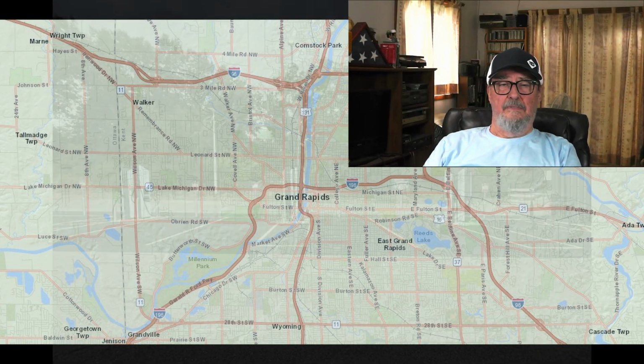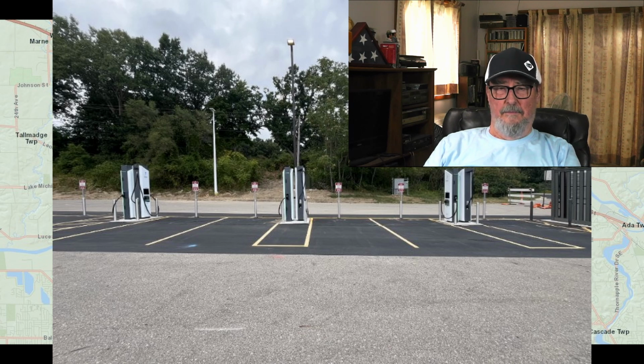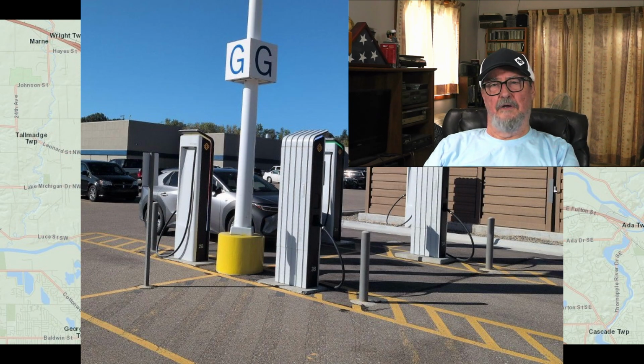Back to Grand Rapids to top off the battery for the journey home. If you turn around, you'll also find a Rivian charging station. That has a pull-through stall in case you're pulling a trailer.